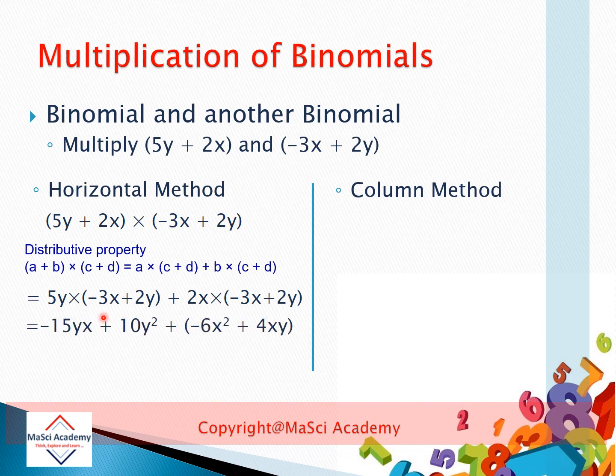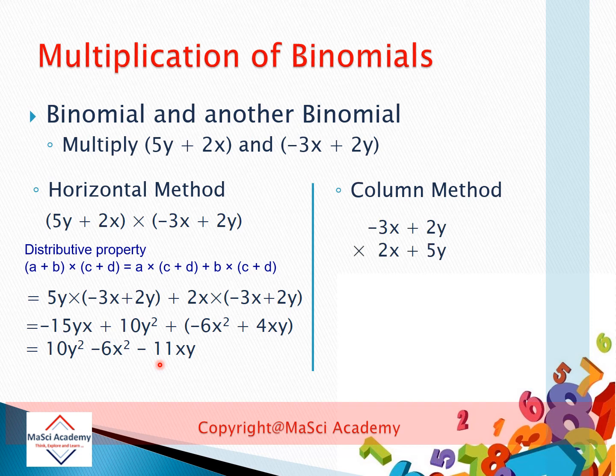On opening the brackets, we have 5y multiplied by minus 3x, which is minus 15yx, 5y multiplied by 2y, which becomes 10y square, 2x multiplied by minus 3x becomes minus 6x square, and 2x multiplied by 2y becomes 4xy. Now we rearrange and bring together all the like terms. So it becomes 10y square minus 6x square, and the two like terms minus 15yx and 4xy are added together to get minus 11xy.